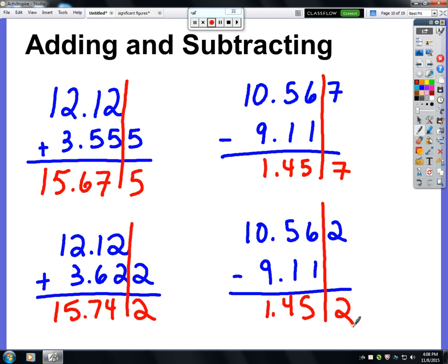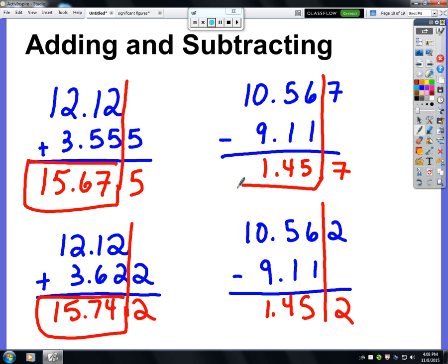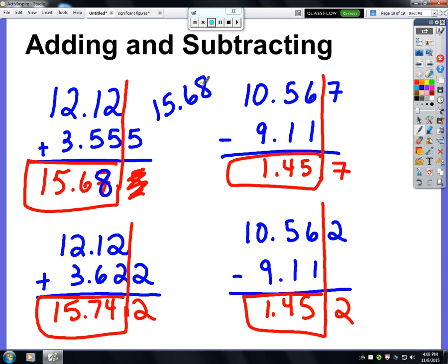Alrighty. So I've subtracted the way you normally subtract, or added the way you normally add, but now we're going to box our answers. That's what my answer should be, that's what my answer should be, that's what my answer should be, and this is what my answer should be. But now what do you have to ask yourself? What does the 5 do to the 7 here? Does it round it up? If you said yes, you are correct. So I'm not going to list the 5. The 5 turns that 7 into an 8. So my correct answer for this one is 15.68. What does the 2 do to the 4 in this situation? Nothing. And so my answer remains 15.74.